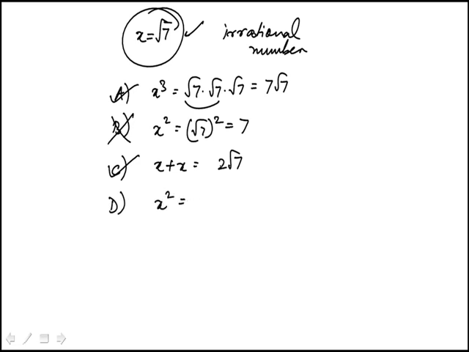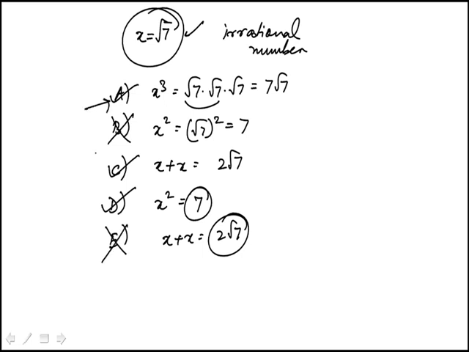X squared is 7. And in this case, it does satisfy. And then x plus x is a rational number. X plus x would be 2 root 7, which is not rational. So E is out. So we have 3 left here.